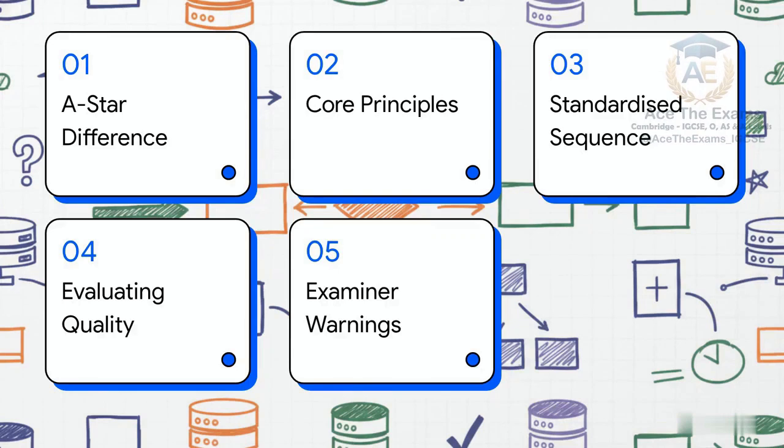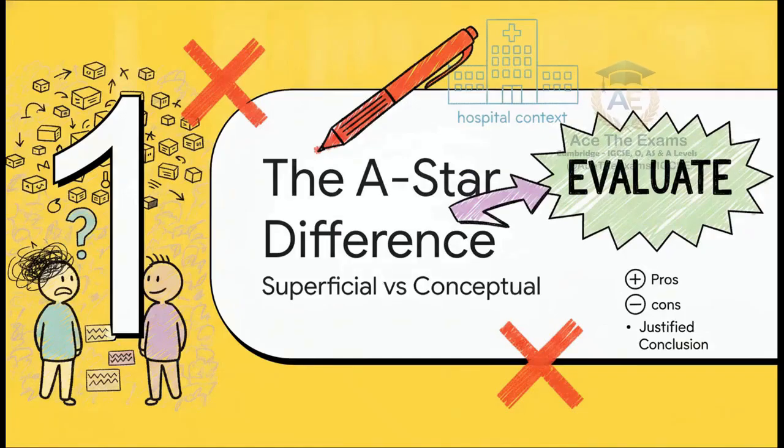So, here is our masterclass roadmap to give you the inside scoop. 1. The A-star difference. 2. Core principles. 3. The standardized sequence. 4. Evaluating quality. And 5. Top examiner warnings. Let's start with Section 1, the A-star difference, where we look at superficial breadth versus conceptual mastery.